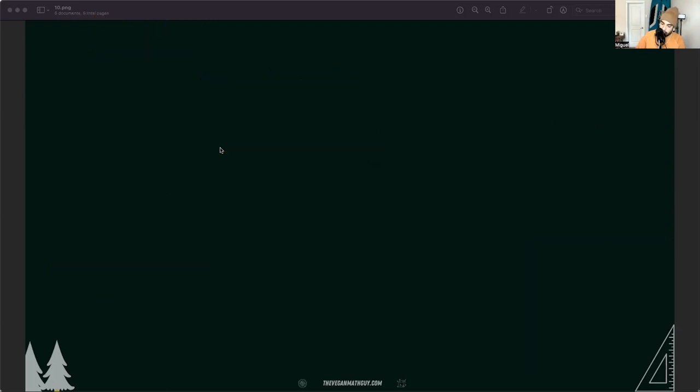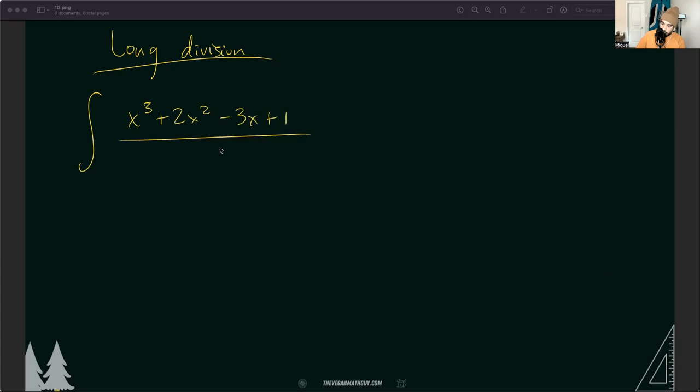Okay, so now let's go ahead and talk about some long division. So if we're talking about long division, obviously we're dividing some polynomials. So our integrals are going to look a little bit like this. X cubed plus 2x squared minus 3x plus 1 all over x plus 2, for example.